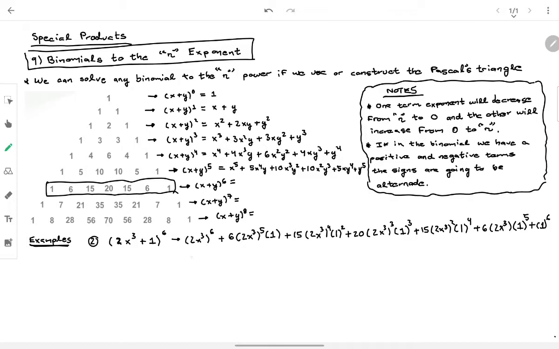So we are going to get 64. In the case of the exponents, remember, if we got the rule of power of a power, we need to multiply them. So it's going to be x to the 18. Then we are going to get 6 that multiplies 2 to the 5, it's 32, x to the 15 multiplied by 1. Then we are going to get 15 that multiplies 16, x to the 12, 1 to the second power, it stays 1 because it's 1 times 1.